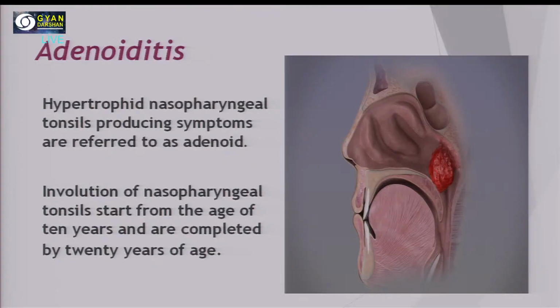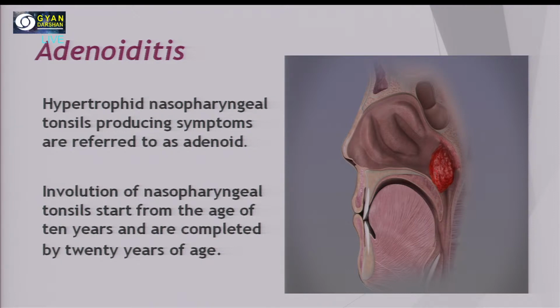Then the next condition is adenoiditis. Adenoiditis is sometimes also associated with tonsillitis. What happens here is that there are certain adenoid glands present at the back of your nasal passage. These become hypertrophied. They can be involved in the nasopharyngeal area, and these are known as adenoids. So when they become hypertrophied and inflamed, it is known as adenoiditis.